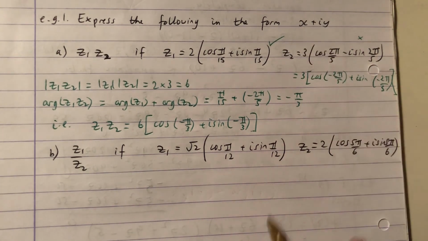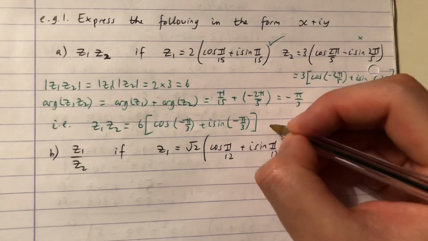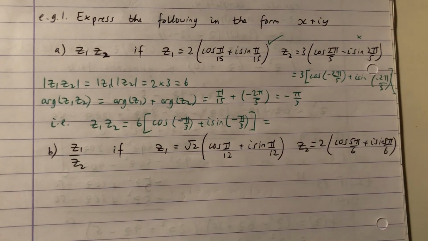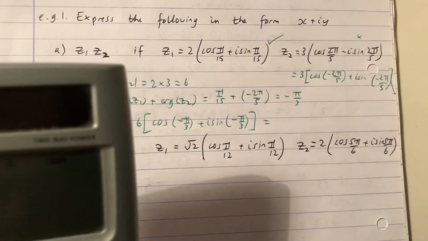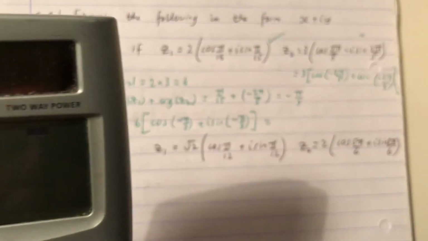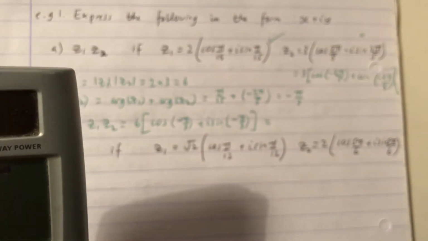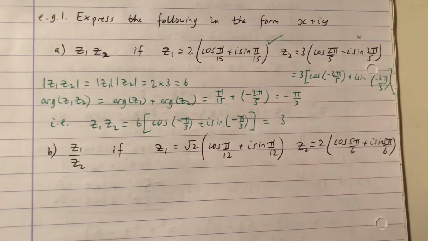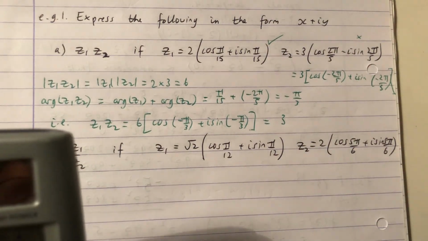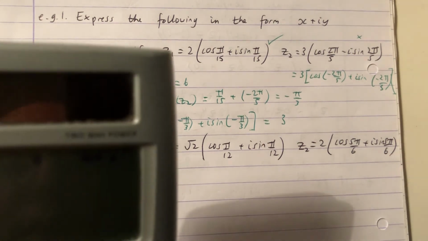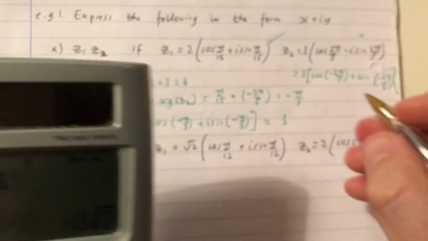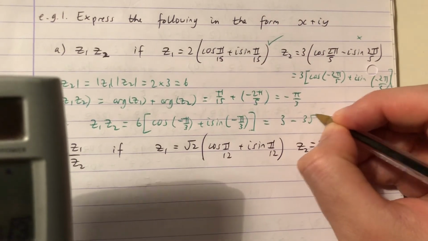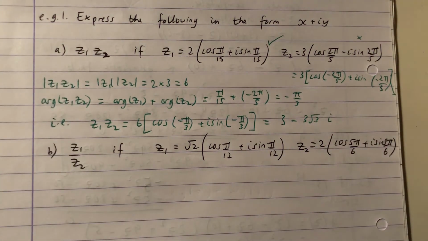If you want the answer in x plus iy, so the normal form, you just have to expand the brackets. And you should technically know what cos of minus pi by 3 is. So times by minus pi by 3, you get 3 times by the sine version as well, you get minus 3 root 3 i, and that would be your final answer for that one.